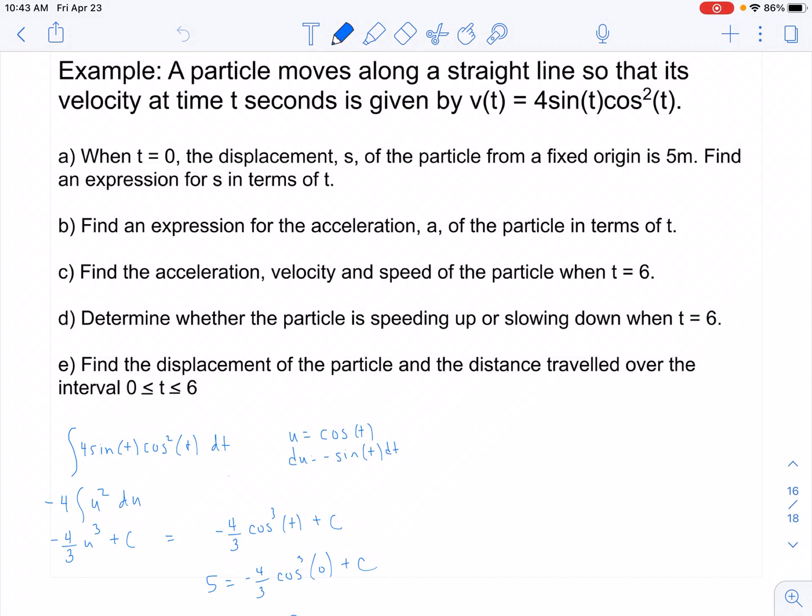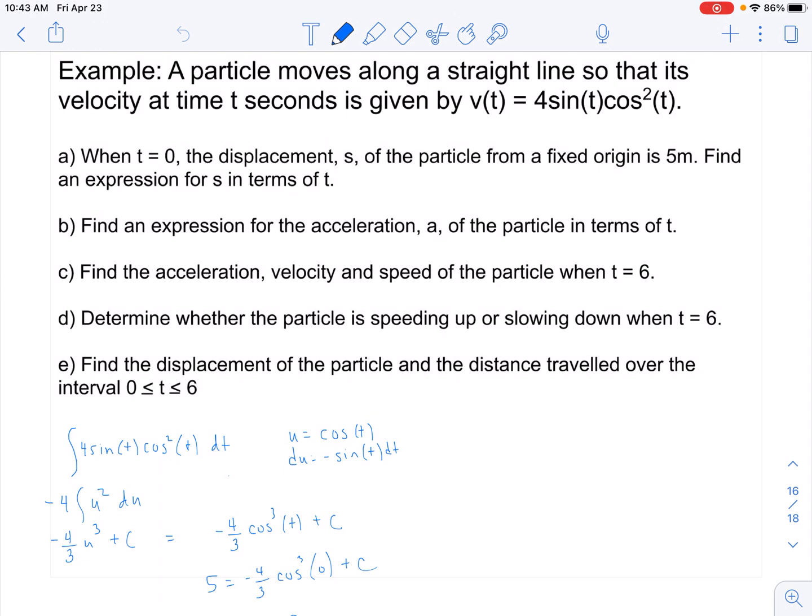Or 18 C and D. A particle moves along a straight line, so its velocity at time t seconds is given by v of t equals 4 sine of t cosine squared of t. When t equals 0, the displacement s of the particle from a fixed origin is 5 meters. Find an expression for s in terms of t.